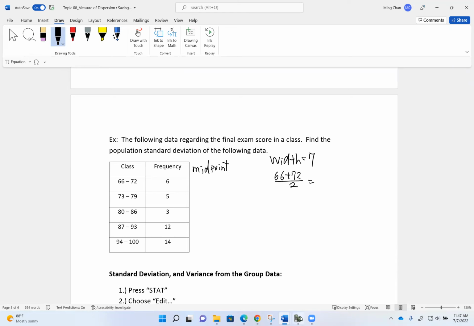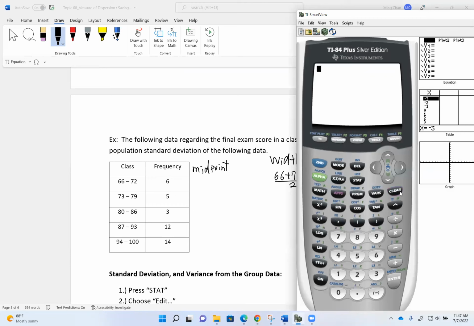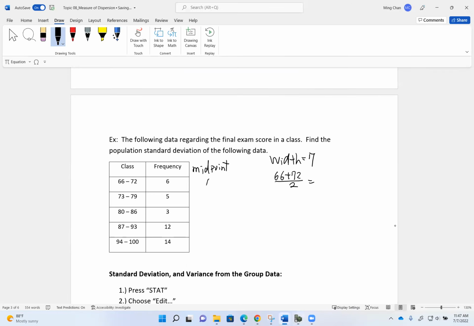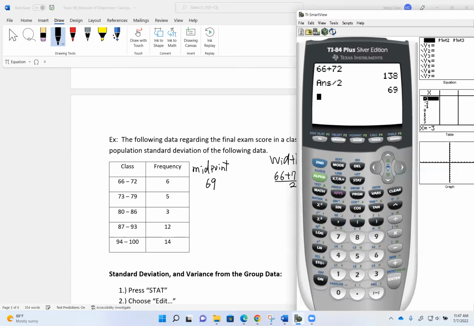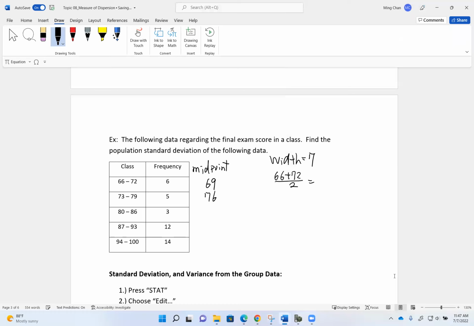So 66 plus 72 first, then divided by 2. 69. Okay, so from here, all you gotta do is add 7 at a time, because the midpoint is basically the center of each bar of the histogram. The width is always the same on the histogram, remember? So that's why I can just add 7 each time. It will tell me the midpoint of the next class. Okay, keep on adding 7.